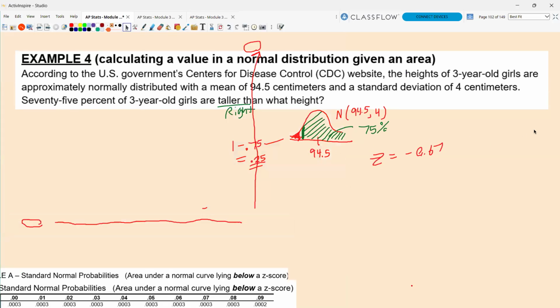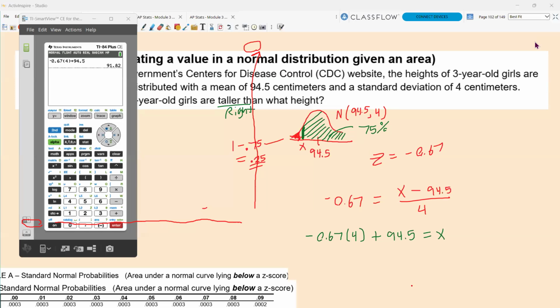So now I'm going to take my value, or what I'm trying to find, is we're going to take negative 0.67. We're going to set that equal to value. I'm going to call that x. So we'll call this x here. We're going to subtract our mean, and we're going to divide by 4. So take your calculator and solve that for x. Negative 0.67 multiplied by 4, and then plus 94.5 will get you x. See what you get. Using my calculator, I'm getting a value of about 91.8.